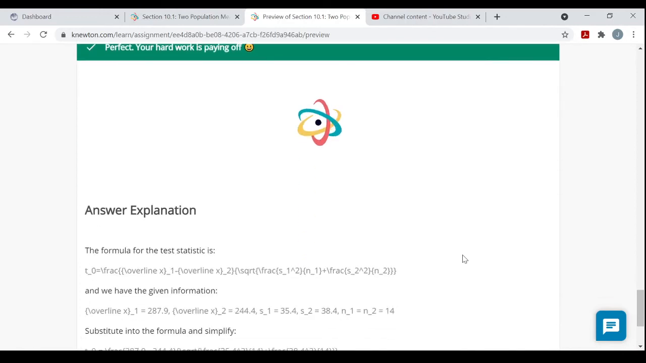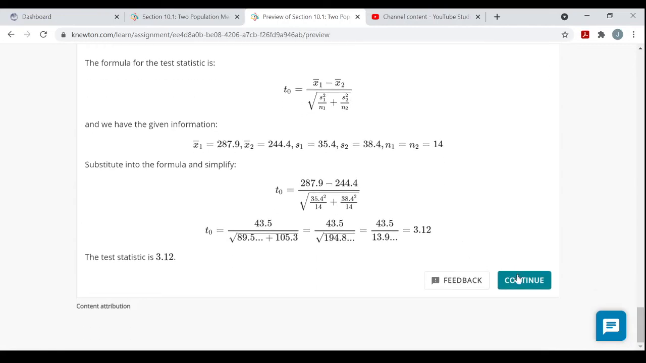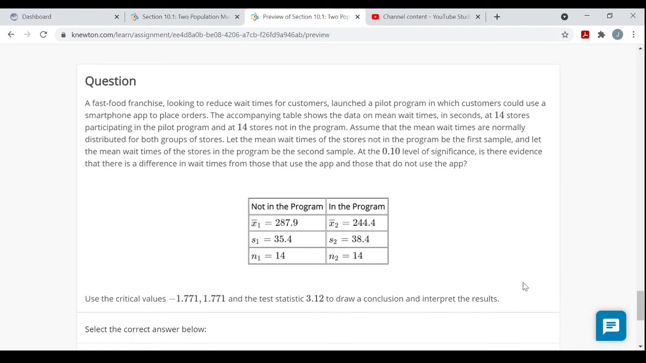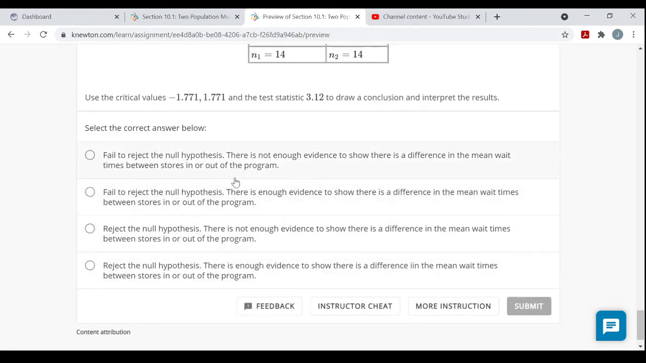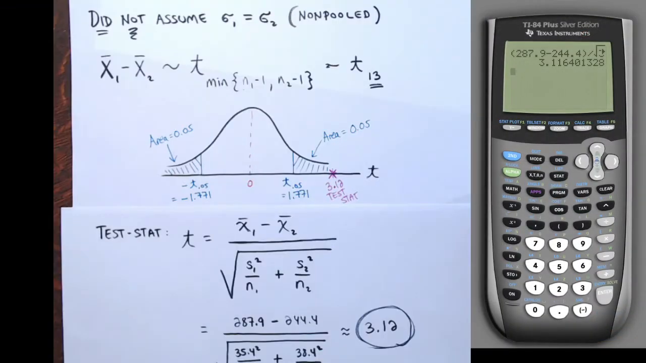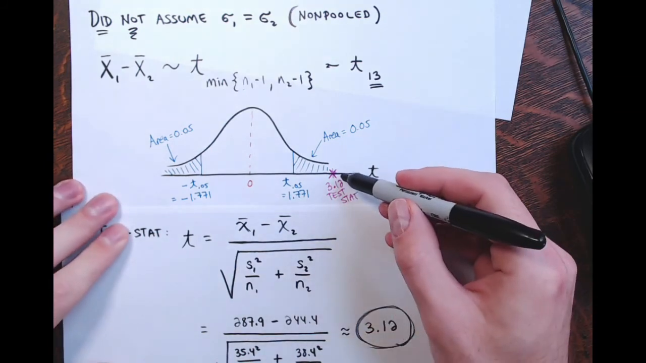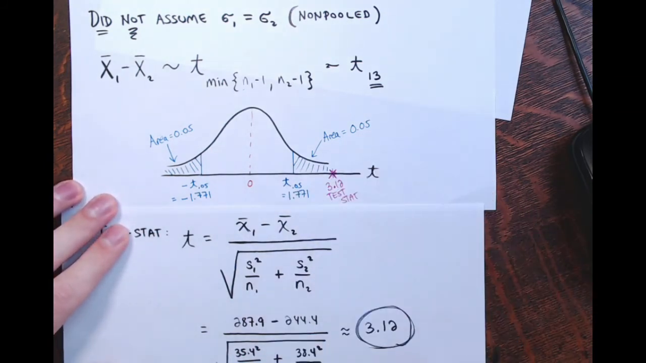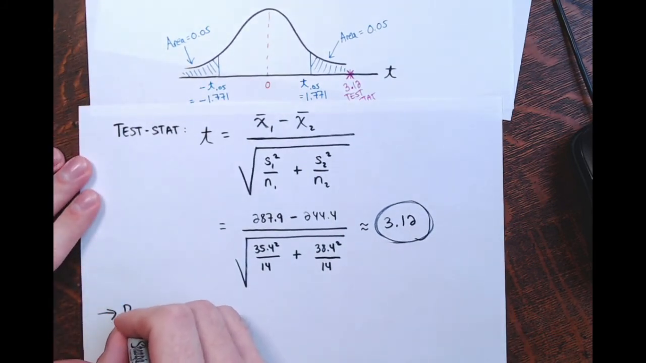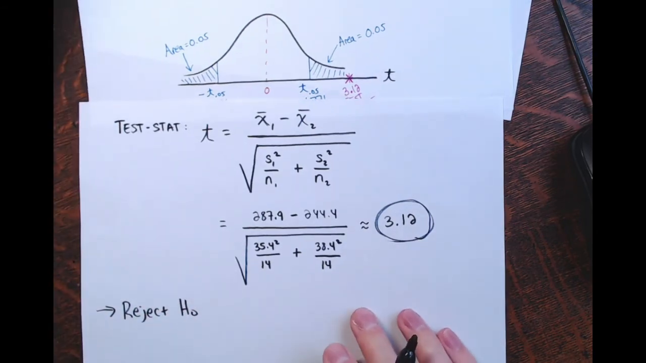Okay, great, and then go through the same calculation I just did. All right, now it's decision time and conclusion time. So I said back on paper, let's get rid of the calculator. Our test statistic is definitely in a rejection region. So we would reject the null hypothesis. I'm going to go back to my hypotheses.